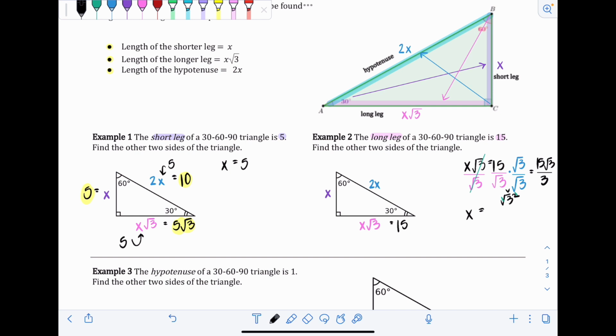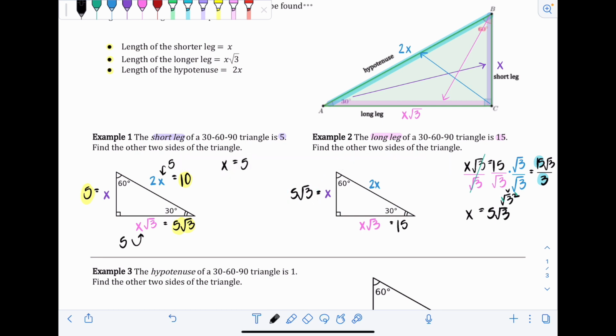And then now I want to reduce it. Both 15 and 3 have a common factor, or I can just go ahead and divide 15 by 3 since that 3 in the denominator is no longer in a radical. So 15 divided by 3 would be 5, and then the root 3 would just stay as is. So we would end up with x equals 5 times the square root of 3, and that's going to be the same x as we have over there on the short leg. So we just found the length of the short leg. It would be 5 times the square root of 3.